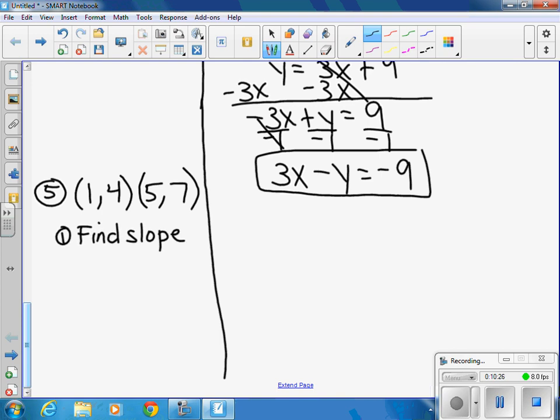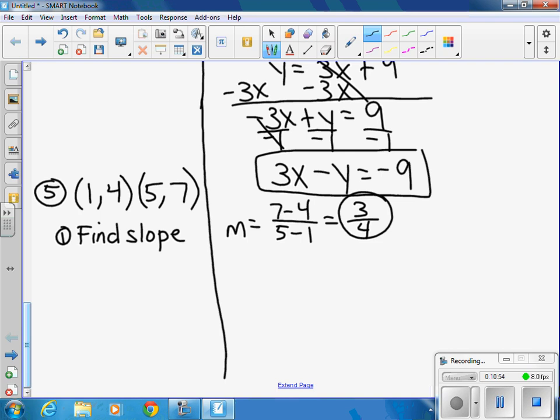Okay. Then after that, you can decide whether you want to find the b to put it in slope intercept form, or if you want to go through point slope form. That's your choice. And then from there, you'll convert it to standard form. All right, so let's go ahead and find the slope first. The slope formula would give me 7 minus 4 on the top and 5 minus 1 on the bottom. 7 minus 4 is 3. 5 minus 1 is 4. So my slope for this problem is 3/4.